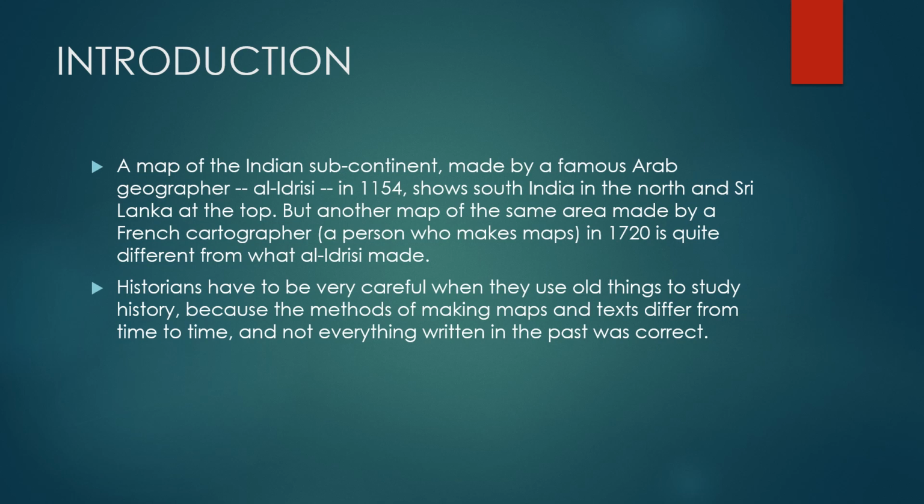Introduction of the chapter. A map of the Indian subcontinent made by a famous Arab geographer, Al-Idrisi, in 1154 shows South India in the north and Sri Lanka at the top. But another map of the same area made by a French cartographer, a cartographer is, students, a person who makes maps, in 1720 is quite different from what Al-Idrisi made.